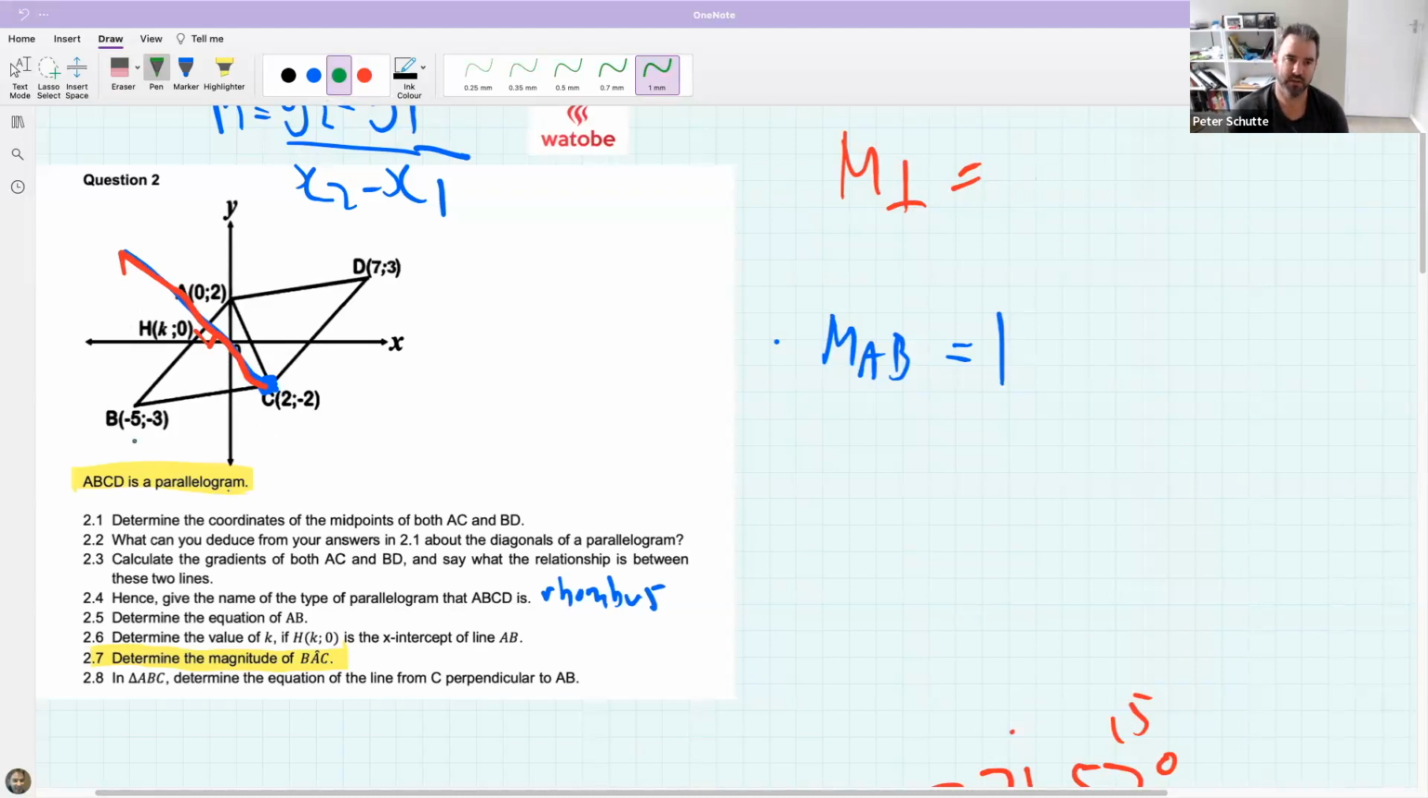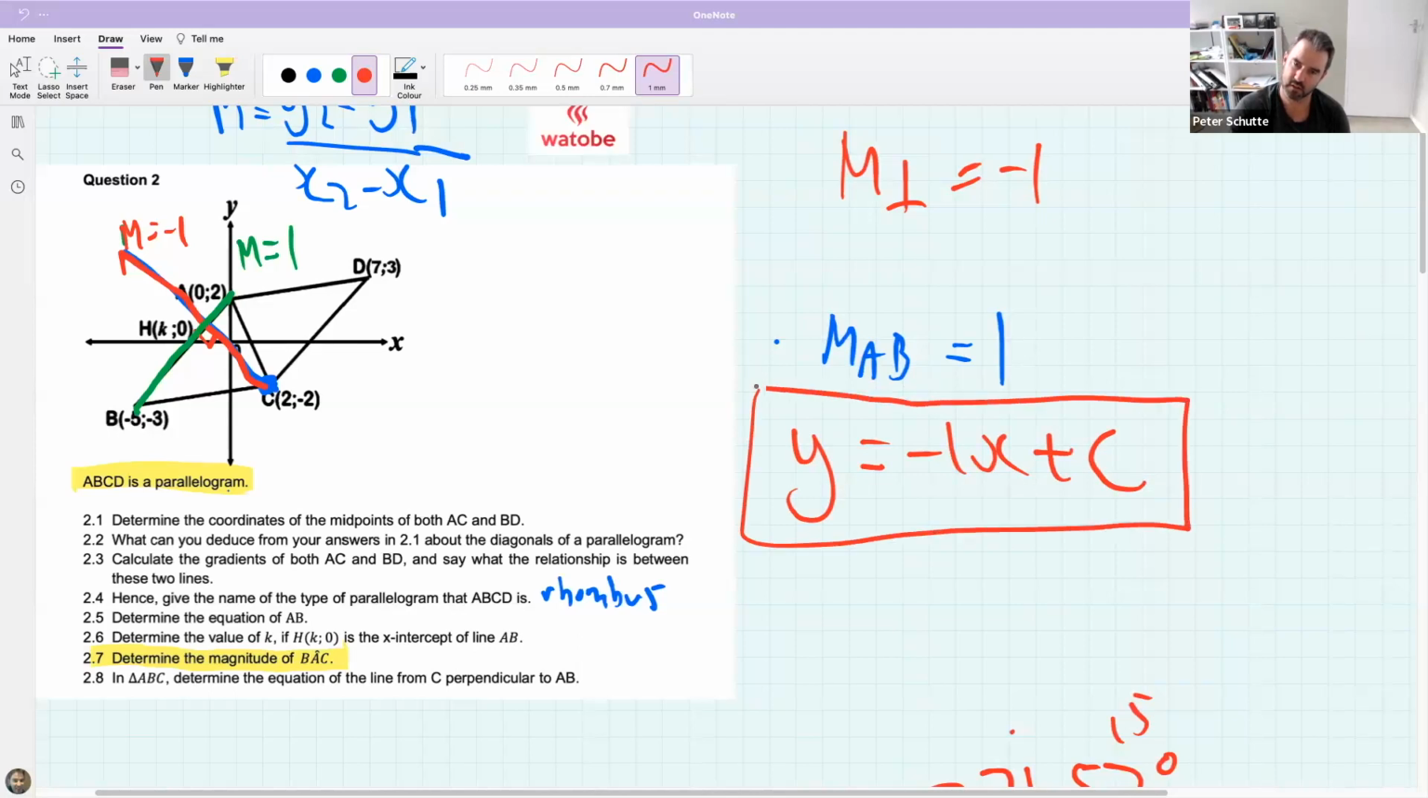If I know that AB's gradient is 1, well, because this is perpendicular, when I multiply them together, I need to get -1. So the gradient of this line actually has to be -1. And so now you need to figure out what the equation of that line is. And the reason would be perpendicular lines.